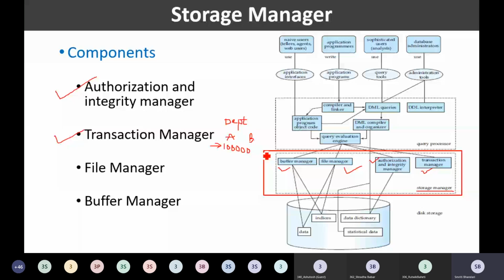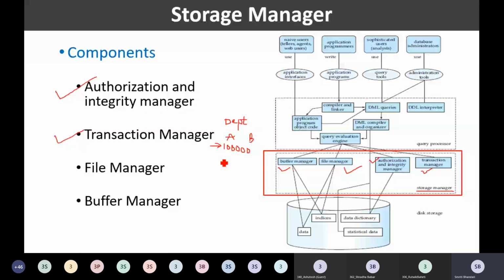Whenever we are transferring some amount from A's account to B's account, what we expect is that this transaction should be completed in its entirety. What do I mean by that? If I have started performing the transaction, let us assume that there are certain steps in performing it. I want to transfer this 20,000 from A's account to B's account. So first thing, what will happen?